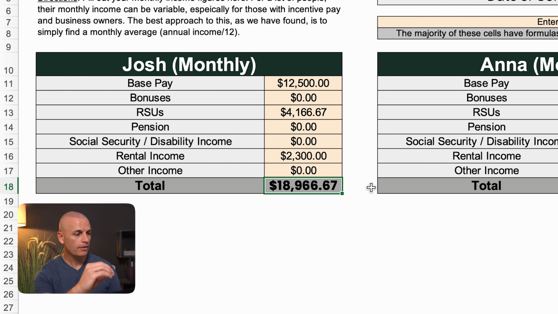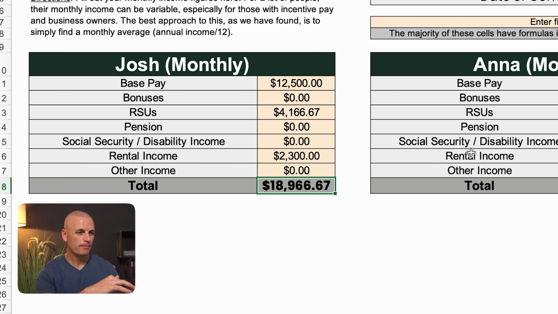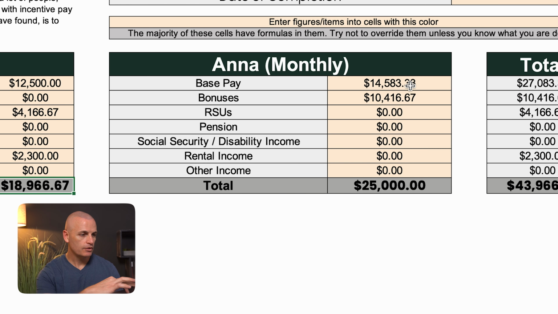So total monthly income for Josh is just shy of $19,000 per month. Now Anna's numbers over here, her income is different. So Anna works as a salesperson. Her job is to sell sort of B2B at a very enterprise level, and so she is very commission based. So figuring out her income was a little bit more tricky.